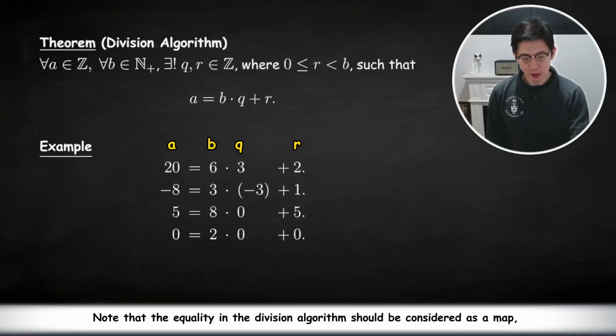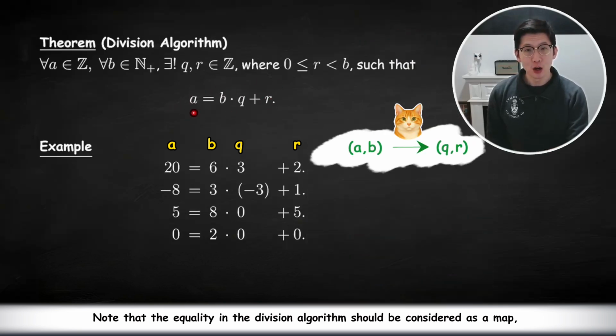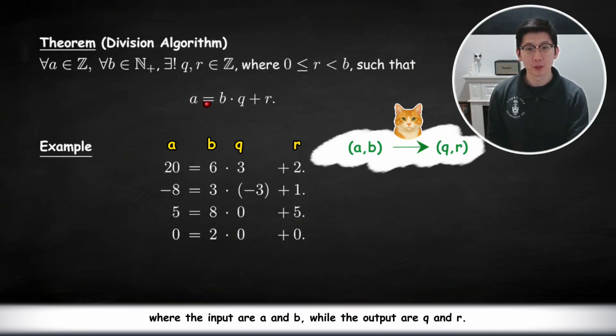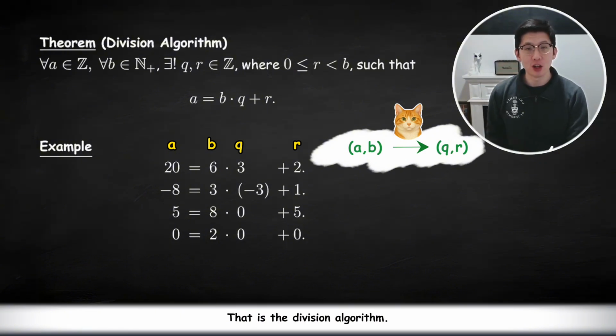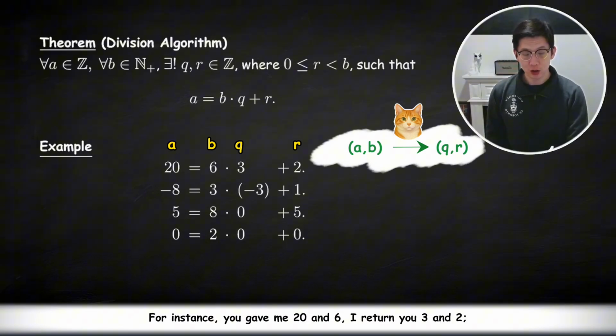Note that the equality in the division algorithm should be considered as a map, where the inputs are a and b, while the outputs are q and r. Each time you give me a pair of a and b first, I will be able to return you a pair of q and r in a unique way. That is the division algorithm. For instance, you give me 20 and 6, I return you 3 and 2. You give me negative 8 and 3, I return you negative 3 and 1.